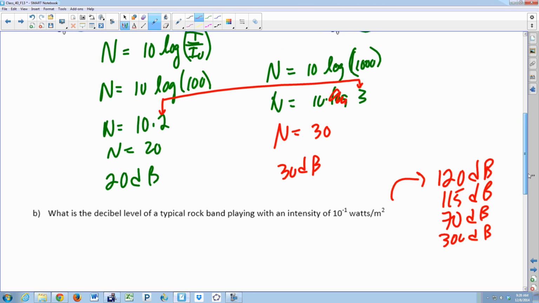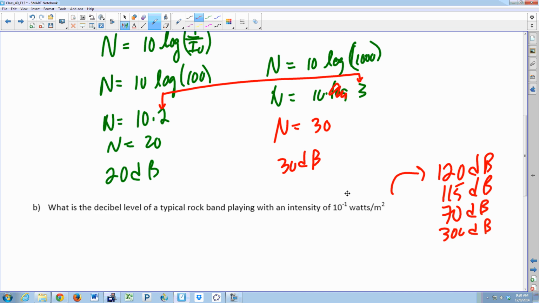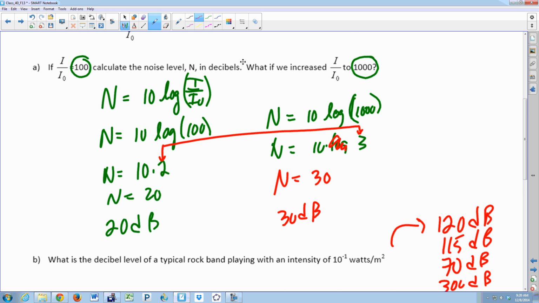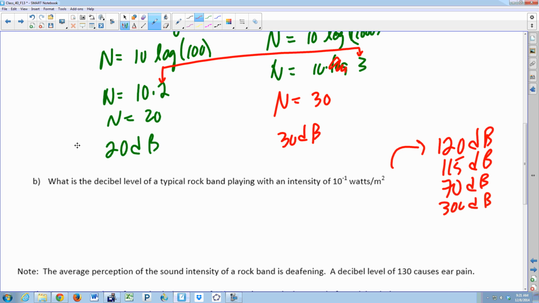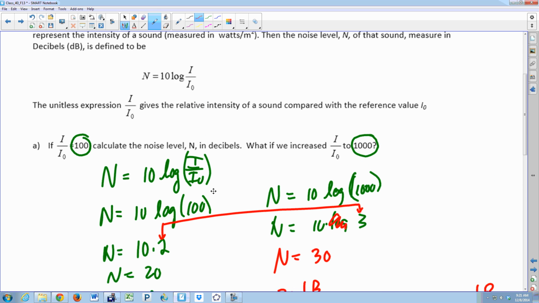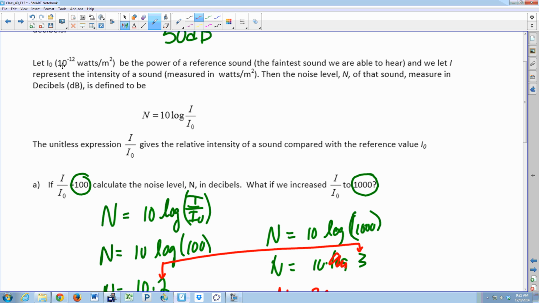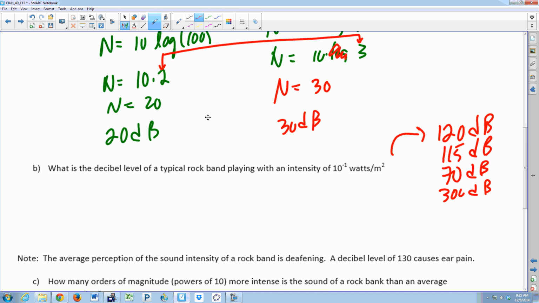All right, so now this unit, watts per square meter, is how we measure the intensity. Okay, so this is the number that we put in where we see I. All right. So what is the decibel level of a typical rock band playing with an intensity of 10 to the negative 1? Well, what was I sub naught? I sub naught was right here, 10 to the negative 12 watts per square meter. So we now have the values for I, we now have the values for I sub naught. So it's just a little calculation.